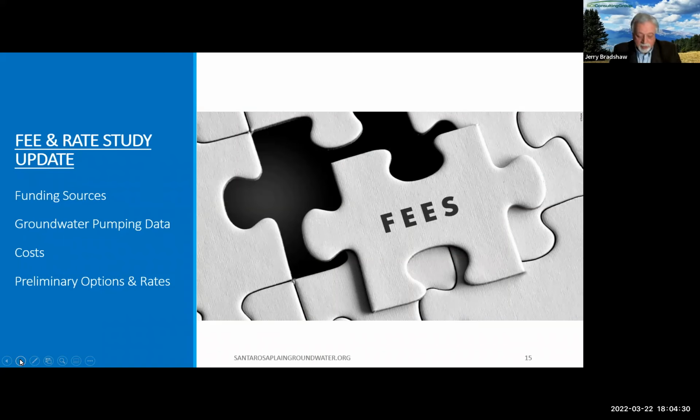Thank you, Sam. Appreciate that. So the rate and fee study is sort of the next step in the process here. We're going to talk about four basic things during this part of the presentation. We'll talk about some of the options for funding sources. We're going to talk about groundwater pumping data. I know there's been a lot of commentary on that in the Q&A. We're going to revisit the costs that Marcus just showed you a minute ago and look at a variation on that. And then we'll finish up with looking at some preliminary options and the rates associated with those to let you know how we came to the numbers we showed you at the beginning of the presentation.